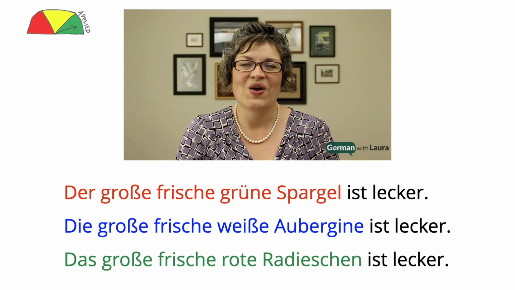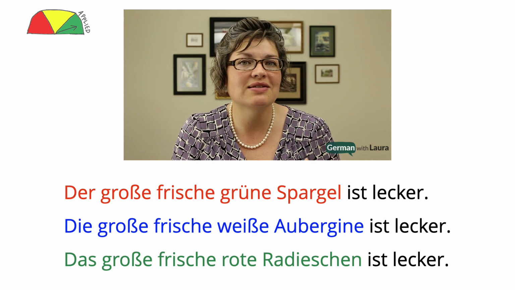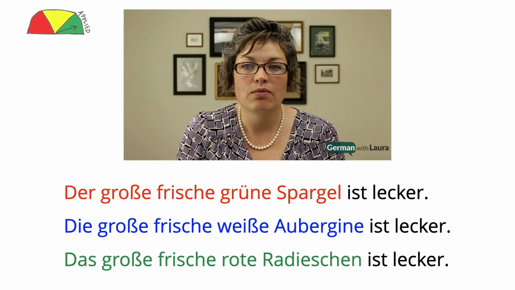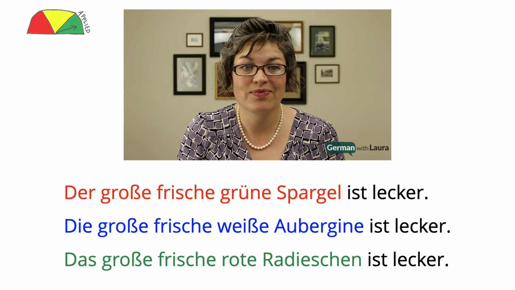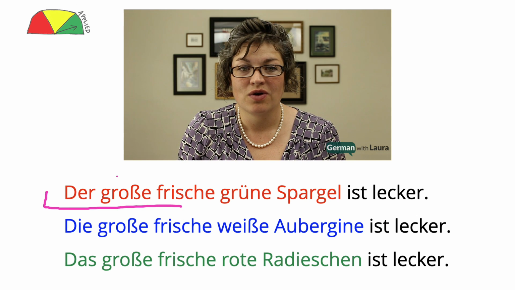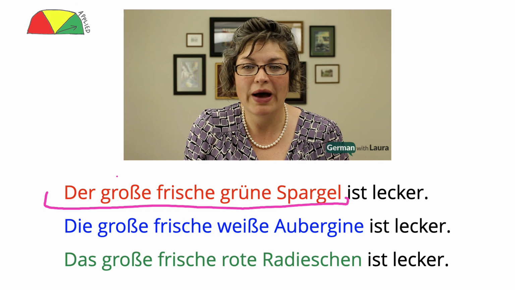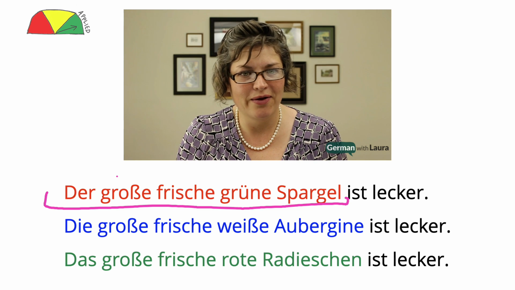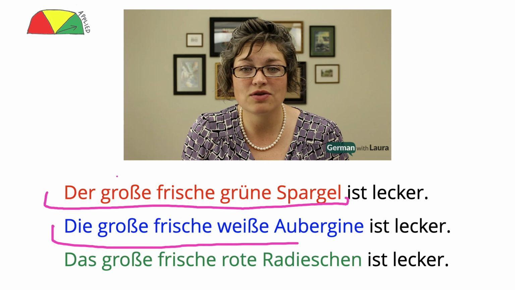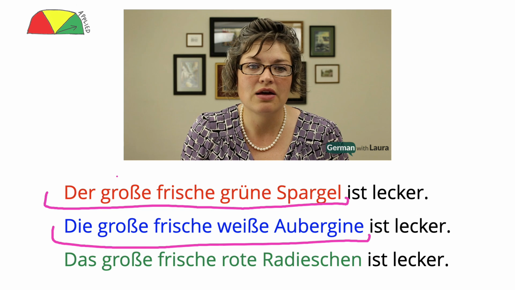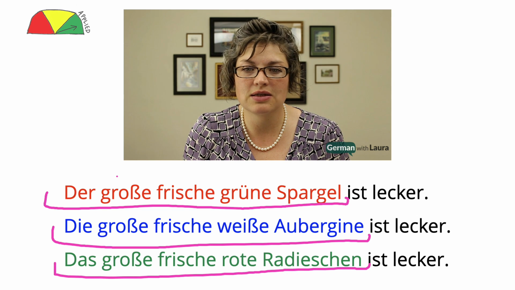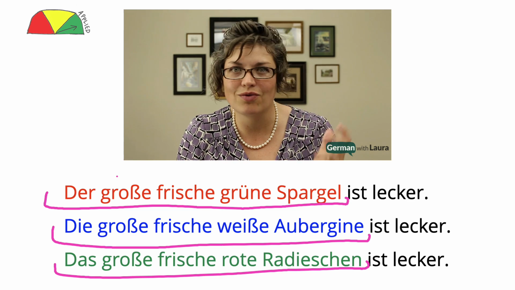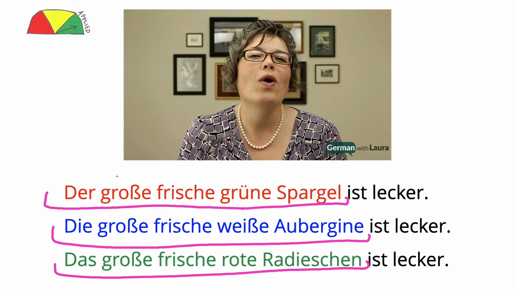Okay? So now we can make our nominative case slots really big by adding in more adjectives. Der große, frische, grüne Spargel, the big, fresh, green asparagus, ist lecker. Die große, frische, weiße Aubergine ist lecker. Das große, frische, rote Radieschen ist lecker, right? Everything with big, fresh, and then its color, and then the noun. Okay, so what is happening here?